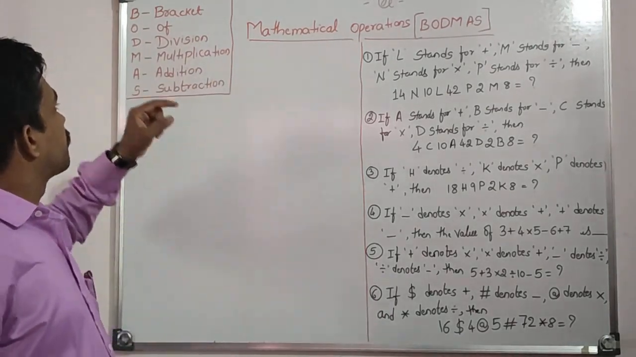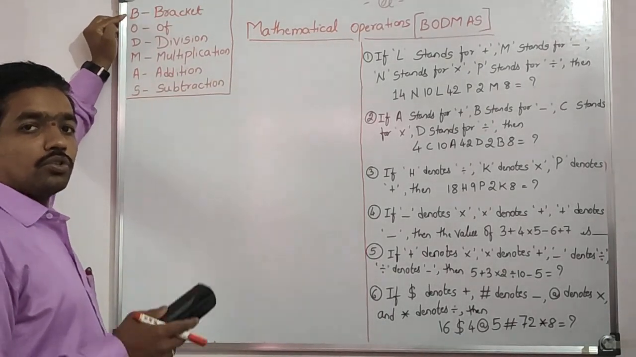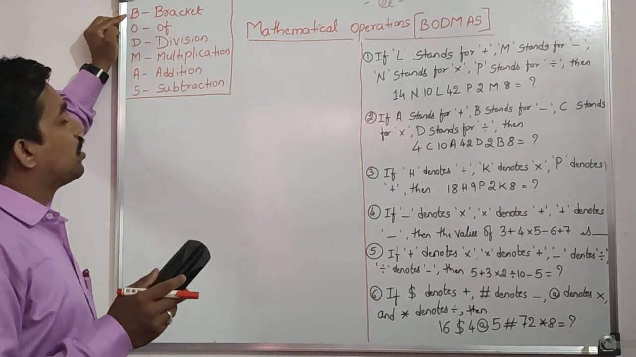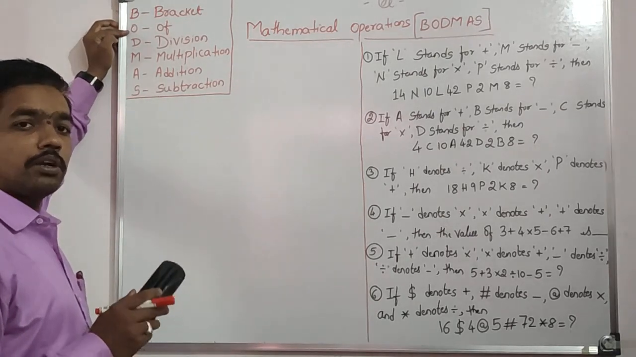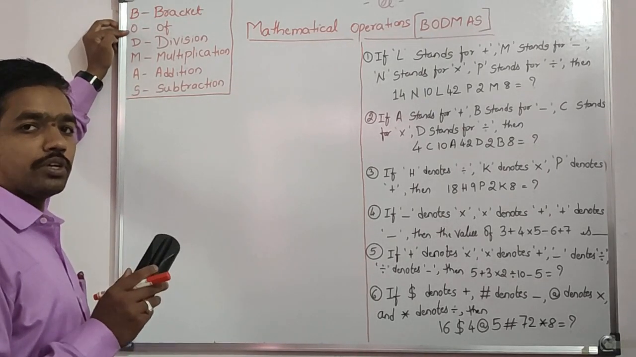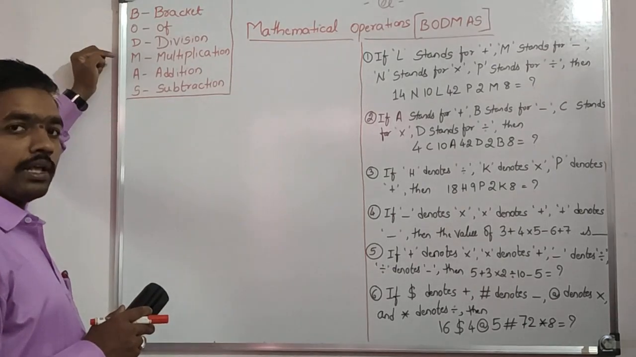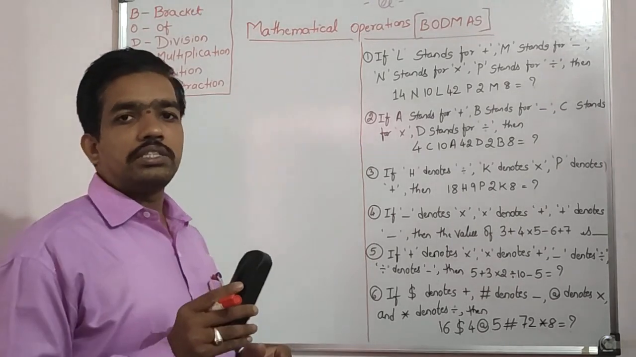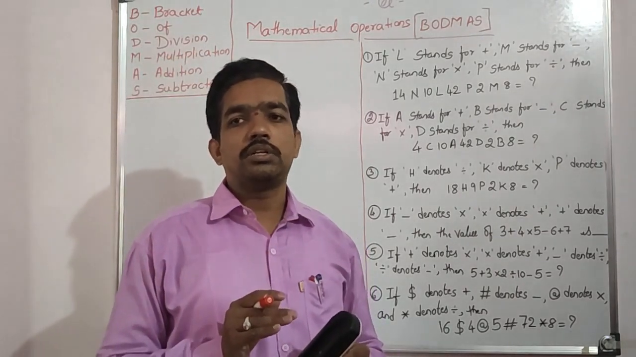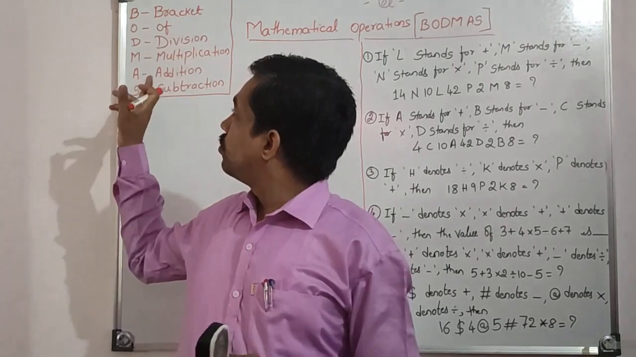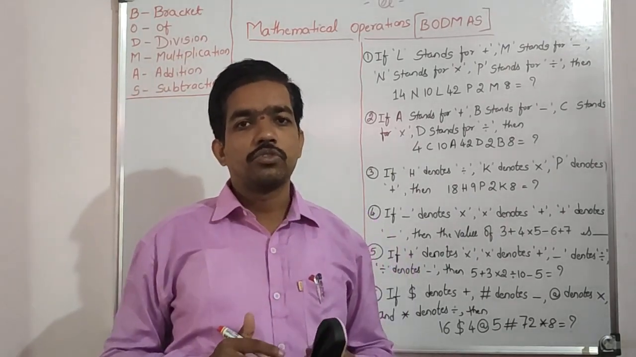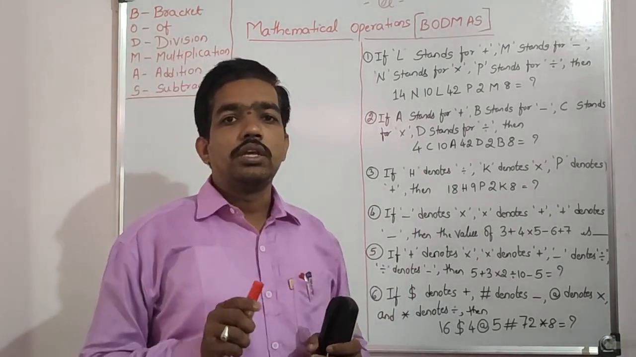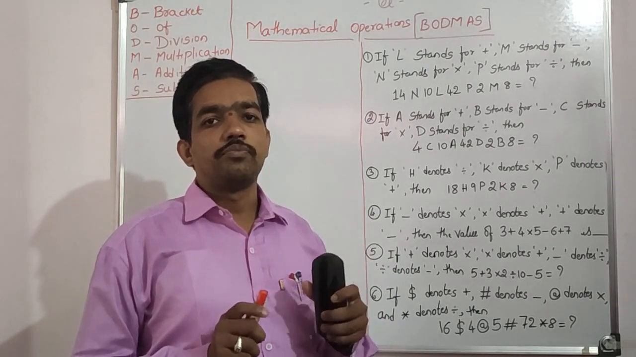B means bracket. If brackets are given in your solution, you have to solve the brackets first. Or else go to Of. Of is nothing but multiplication, but you have to do Of first. Then division, then multiplication, then addition and at last subtraction. No doubt addition and subtraction have the same preference, but it will be easy for you to do addition first and then subtraction. So my chapter, mathematical operation, is totally based on the mathematics BODMAS rule.